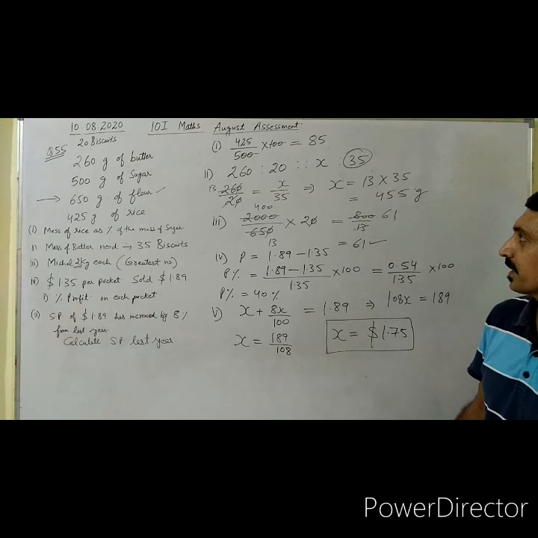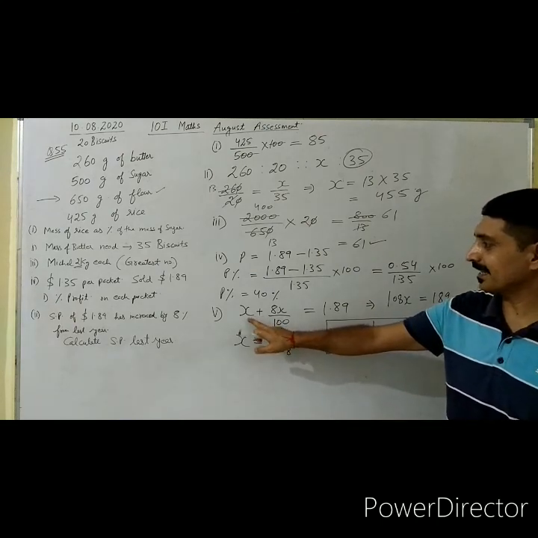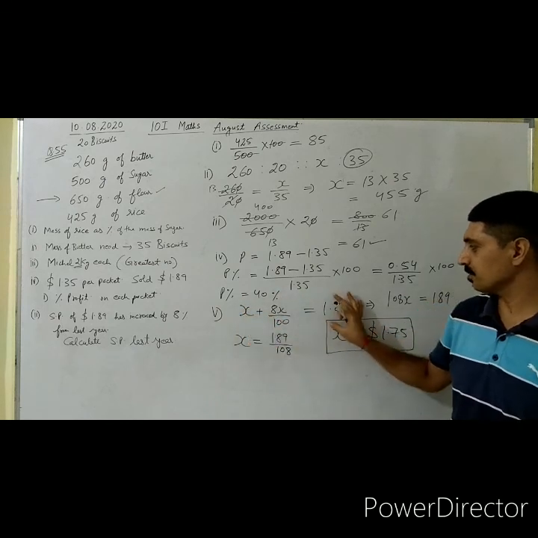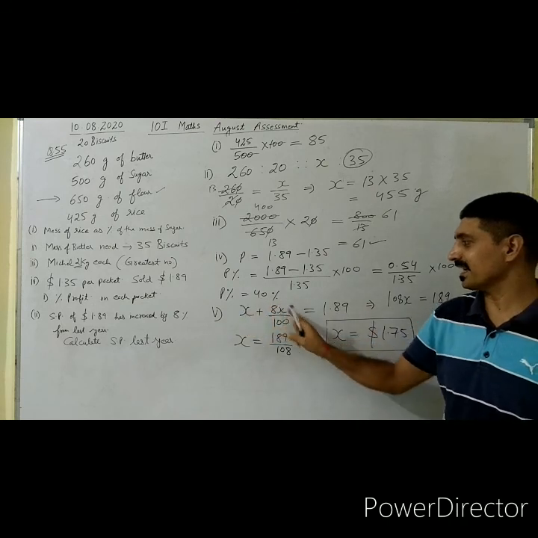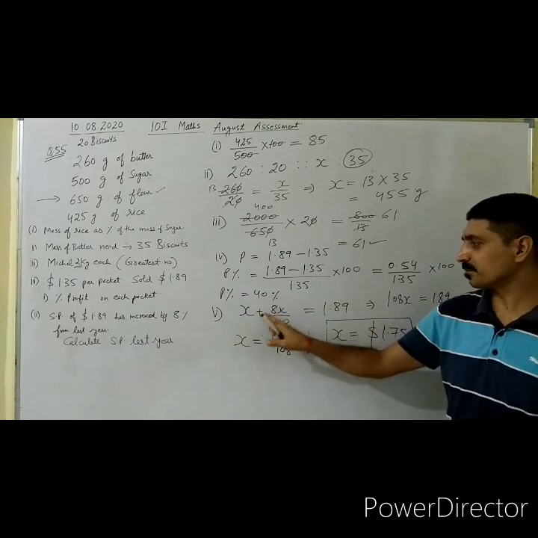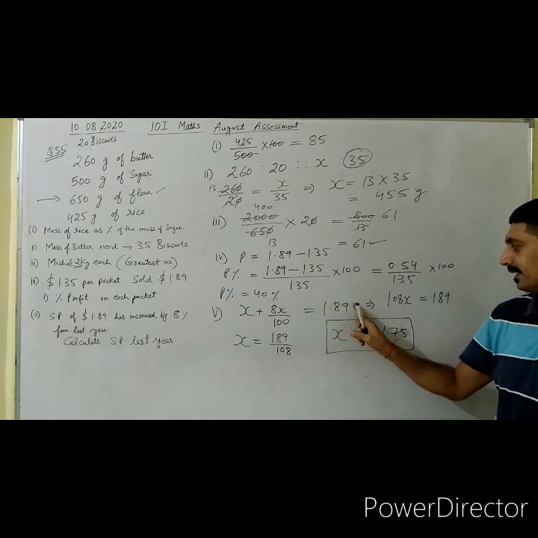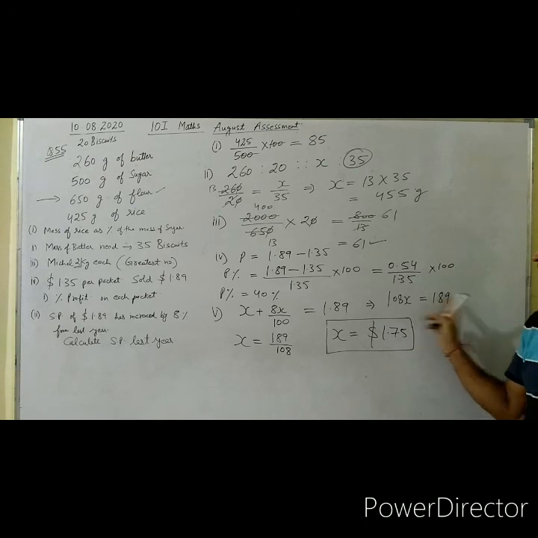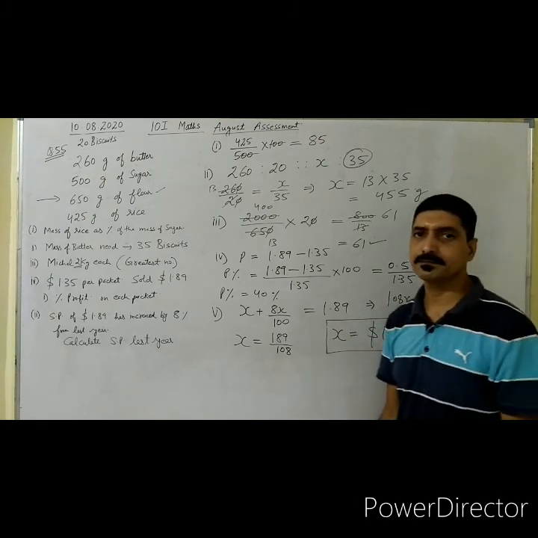So this is all about the question, very simple, based on cost price, selling price, and ratio and proportion. We chose X as the selling price last year, and the relation between this year and last year is that the increase is 8% of X. So X plus 8X upon 100 is 1.89. Taking LCM, we have 108X equal to 189, so X is equal to $1.75.